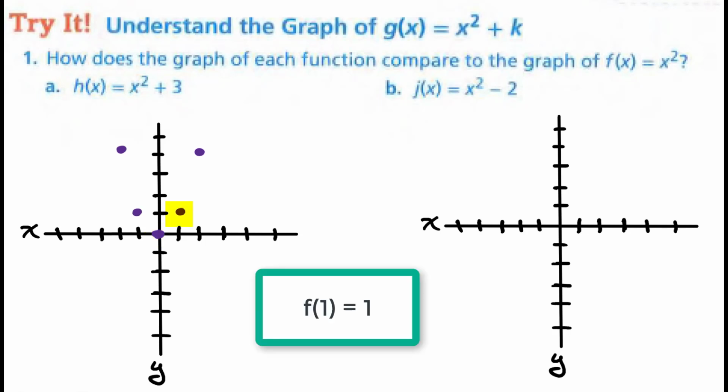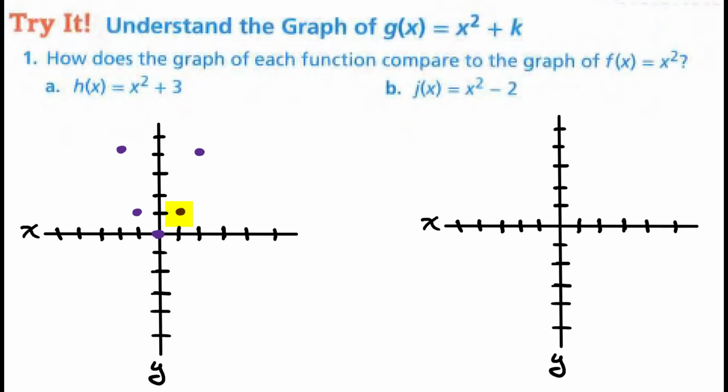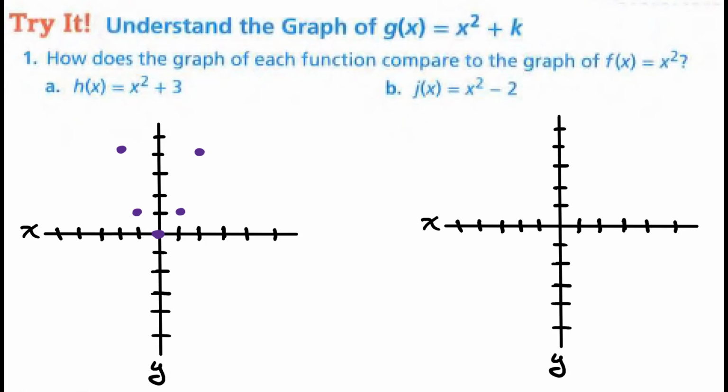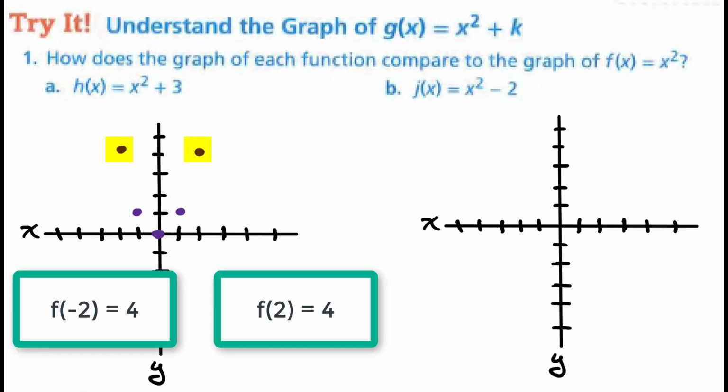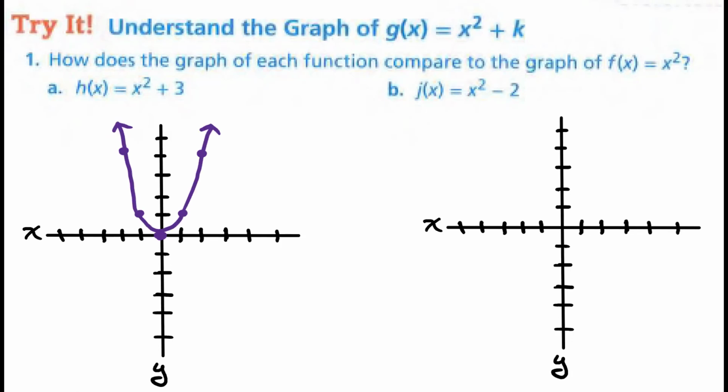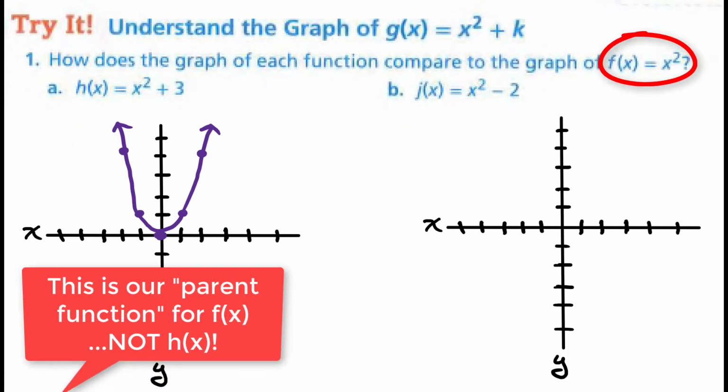And then if you plug in positive 1, 1 squared gives us 1. So we get our first point to the right, 1, 1. If you plugged in negative 1 squared, we'd get negative 1 times negative 1, so also positive 1. And that's our first point to the left. Similarly, if we plugged in 2 and negative 2, we get the two final points, those highest points, at 2, positive 4, and negative 2, positive 4. Now do your best to connect those dots and make that parabola shape, that U shape. Remember, this is our parent function, f of x is equal to x squared.